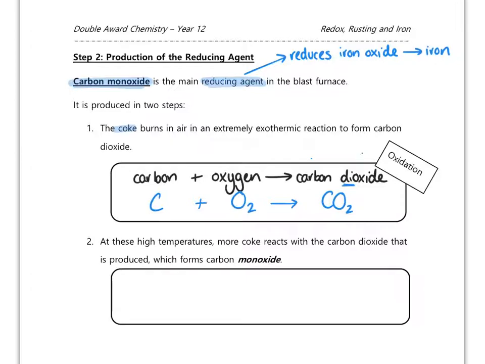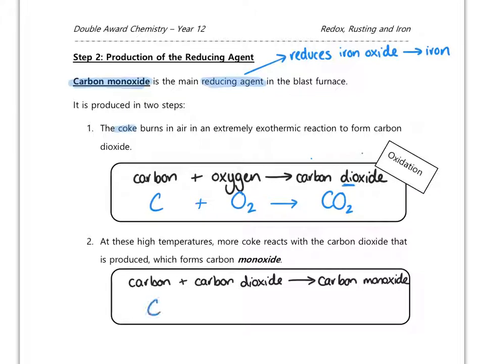But we don't want carbon dioxide. We said that carbon monoxide is our main reducing agent, and so the reaction is not over yet. So at the high temperatures that we have in the blast furnace, we're continually adding coke into our blast furnace. And because we've got such high temperatures, more coke will react with the carbon dioxide that we've just produced, and that forms carbon monoxide. So the carbon reacts with the carbon dioxide that we've just produced in the first step to produce carbon monoxide. Let's look at a balanced symbol equation for that.